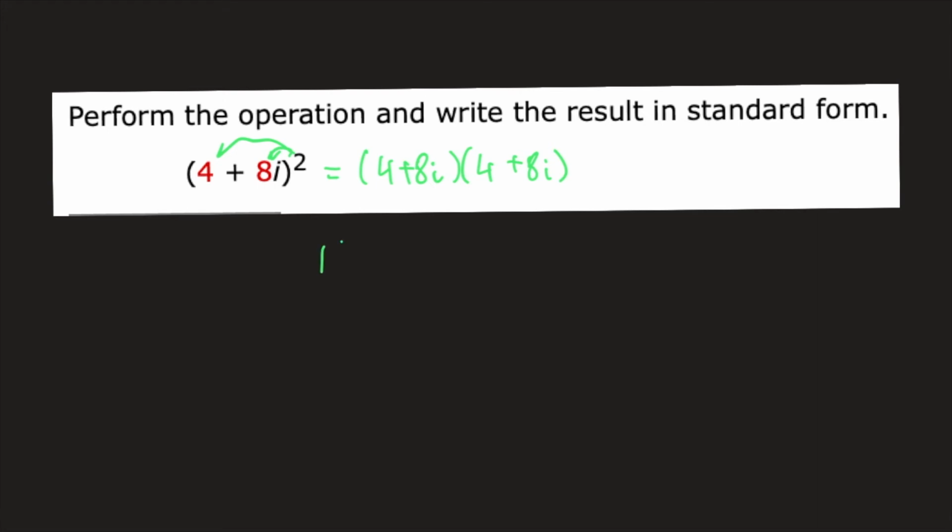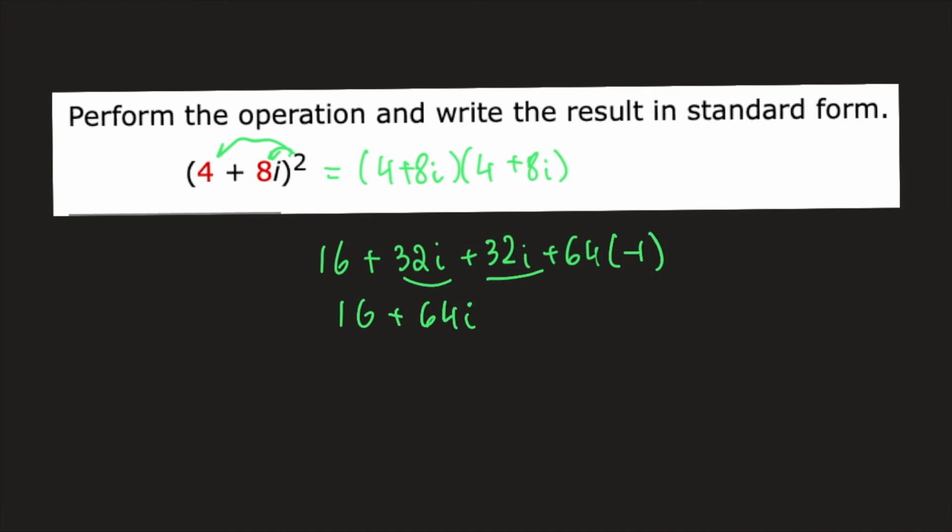So 4 times 4 is 16 plus 32i plus 32i again plus 64i squared. As in the previous example, we're going to replace i squared with -1, giving us 16, 32i and 32i is just 64i, minus 64. I'm going to combine like terms, giving me 48 plus 64i.